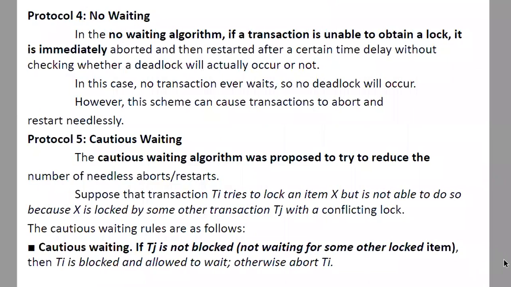The fourth protocol for deadlock prevention is no waiting. This is a very simple method. In the no-waiting algorithm, if a transaction is unable to obtain a lock, it is immediately aborted and restarted after a certain time delay, without checking whether deadlock will actually occur. The transaction comes and checks whether the data item is free. If the data item is locked by another transaction, it just goes away.